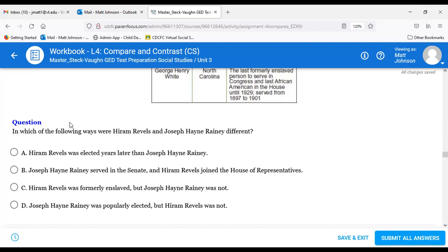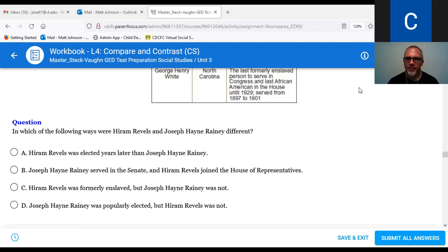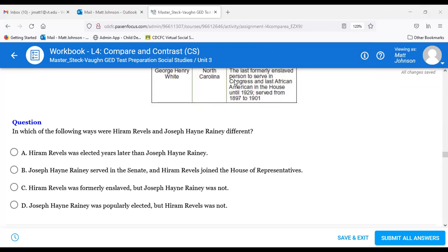B, Joseph Hayne Rainey served in the Senate, and Hiram Revels joined the House of Representatives. C, Hiram Revels was formerly enslaved, but Joseph Hayne Rainey was not. The name is confusing. D, Joseph Hayne Rainey was popularly selected, but Revels was not.